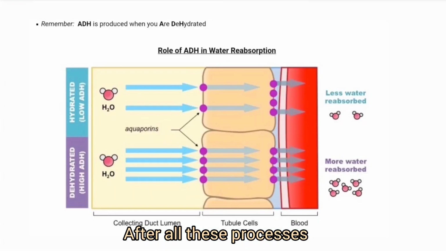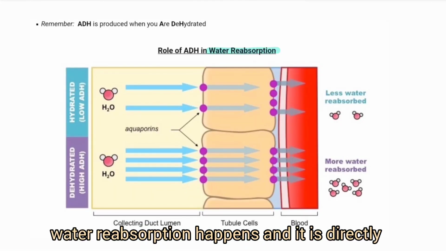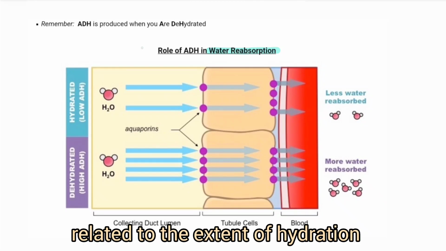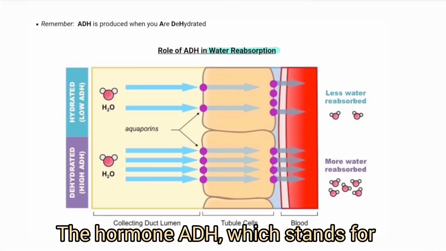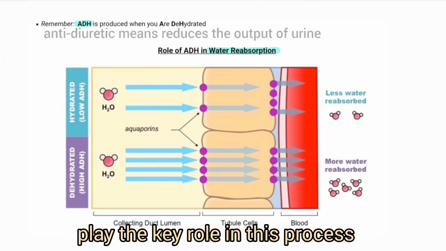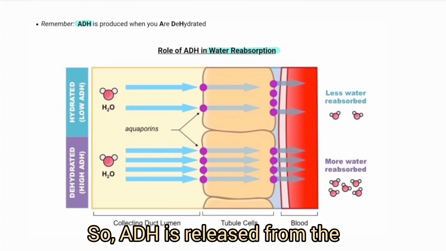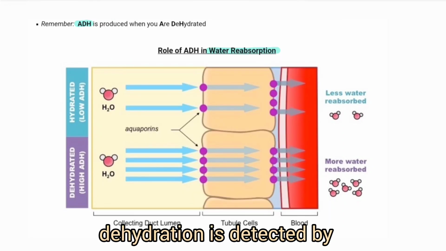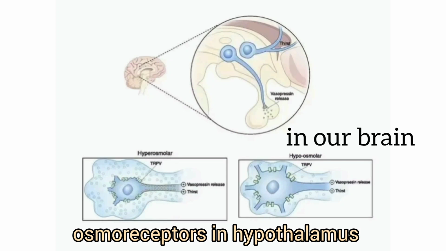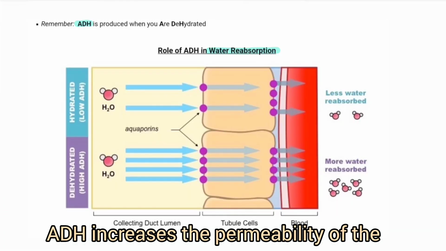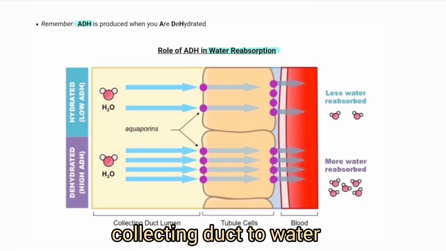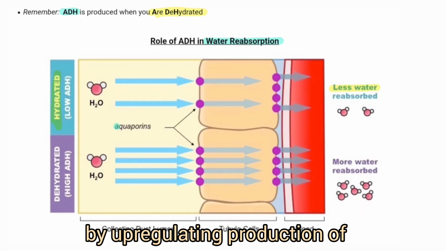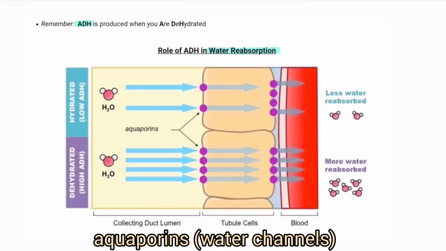After all these processes, water reabsorption happens, and it is directly related to the extent of hydration of your body. The hormone ADH, which stands for antidiuretic hormone, plays a key role in this process. ADH is released from the posterior pituitary gland in response to dehydration. Dehydration is detected by osmoreceptors in the hypothalamus. ADH increases the permeability of the collecting duct to water by upregulating production of aquaporins, which are the water channels.